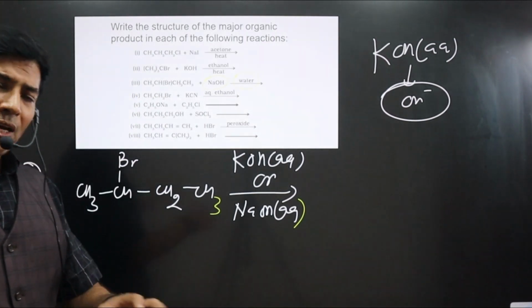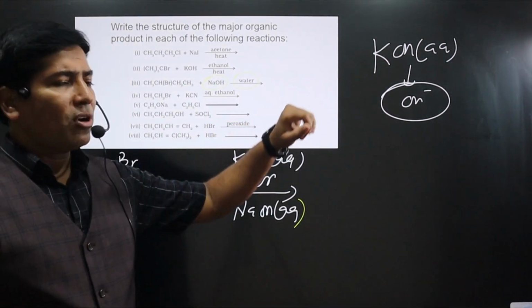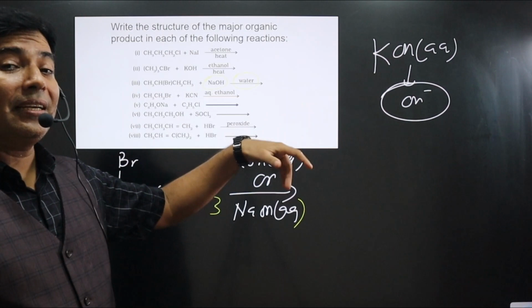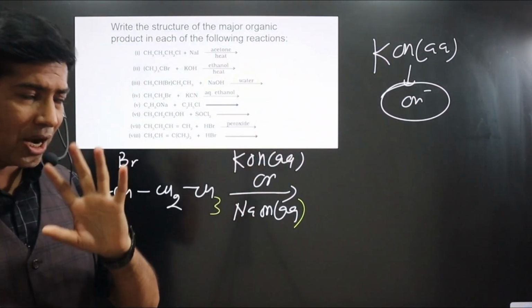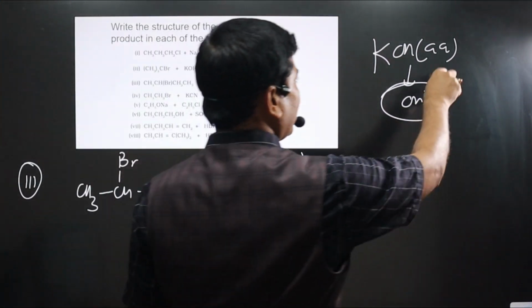OH minus ion. Now one thing you can say: potassium hydroxide is a strong base. Obviously it is a strong base. Why does it not cause an elimination reaction? The problem with this, you can see, is that an aqueous medium is there.